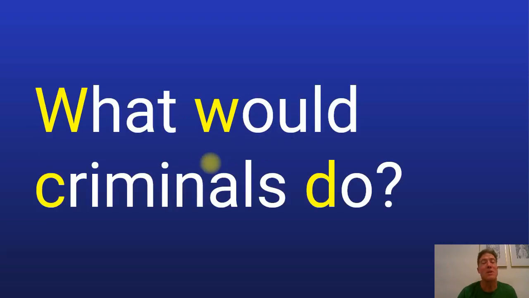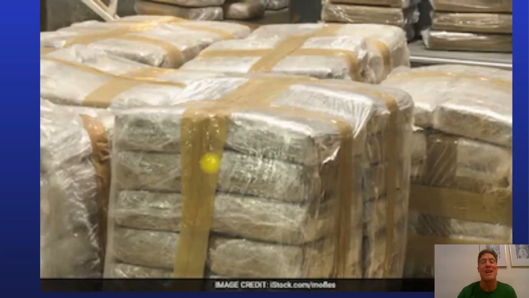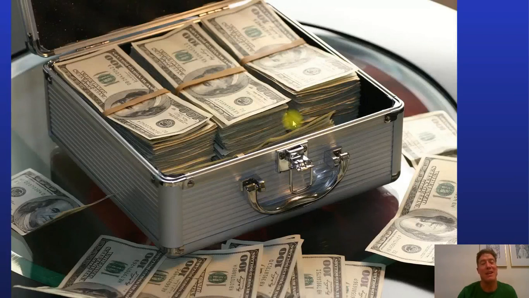WWCD: What would criminals do? So let's say you had a big load of drugs that you were going to sell, and you want to get paid in $100 bills. You want to get paid in cash. And the deal goes down in some dark warehouse, and you've got to make it fast, or you're going to get caught. You can't bring a bank teller down there to verify the money.